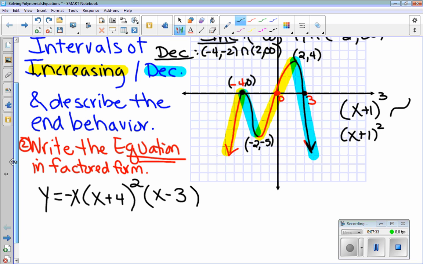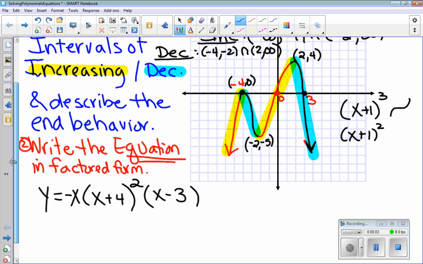Let's count them. We have 1x. I have a double root, and then I have another one. So what's my degree in this case? 4. So if I was going to multiply all of this out and put it in what we call standard form, wouldn't I have an x to the 4th? Which is an even number, isn't it? So I have an even degree. I have my correct end behavior, so I have a negative in front. That is an equation that matches this. I'm done. Okay?